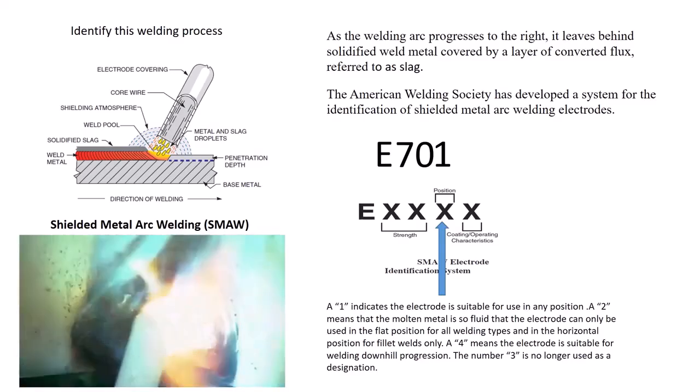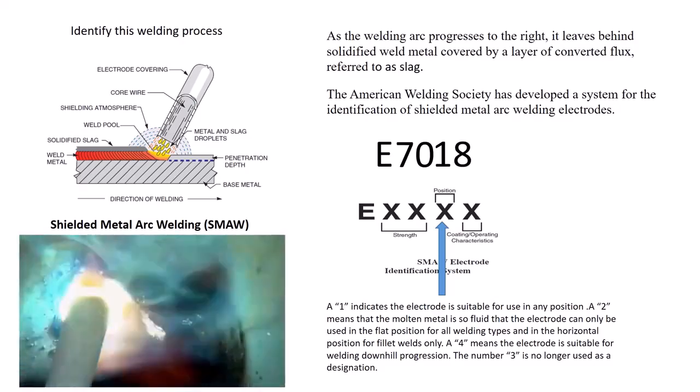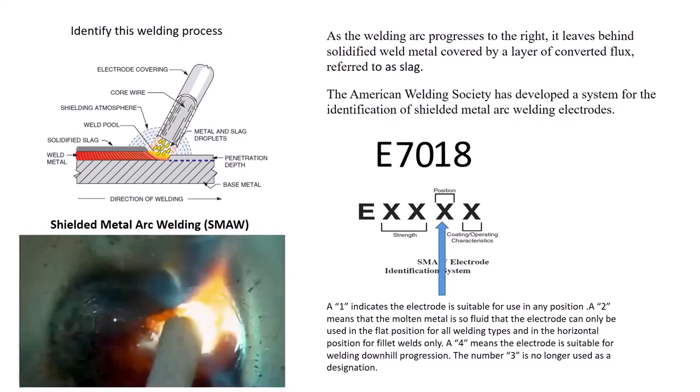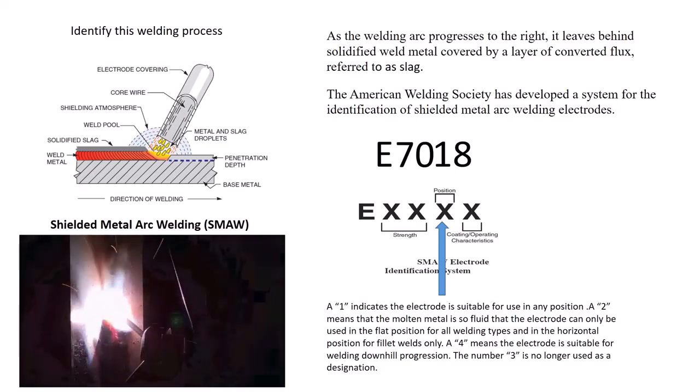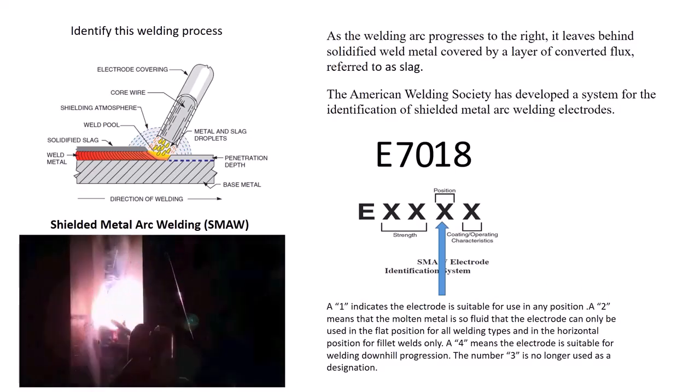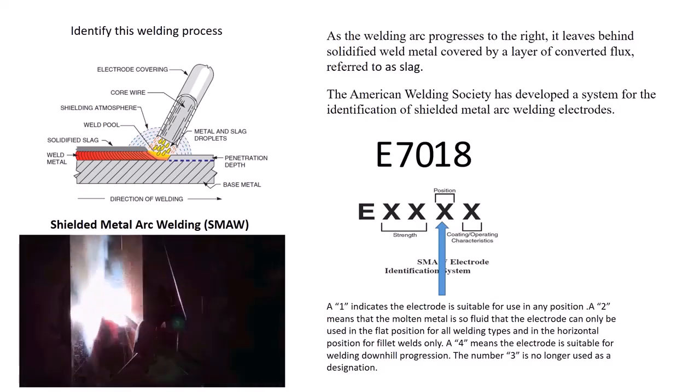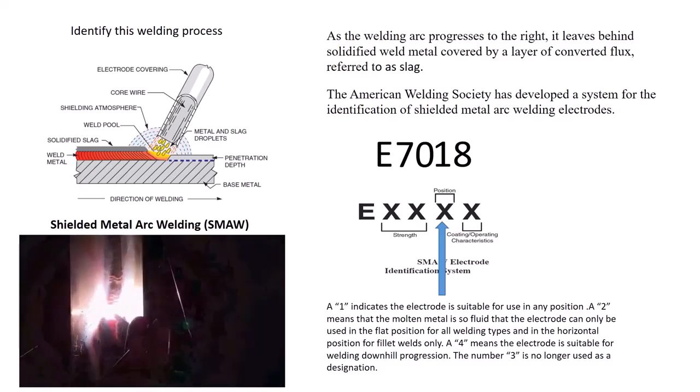And the next number following this 1 would be your 8. And that 8 is going to let you know that this is the electrical characteristics and the chemical composition. I can run it on AC, DC negative, DC plus. So this is a breakdown of the electrode.